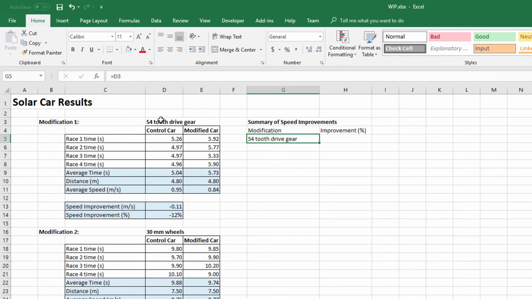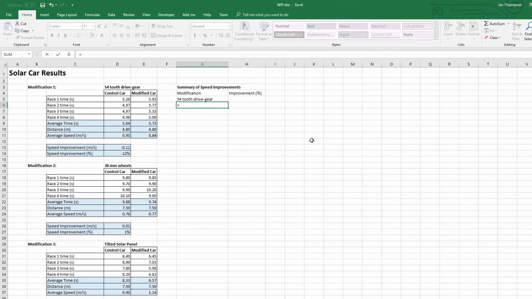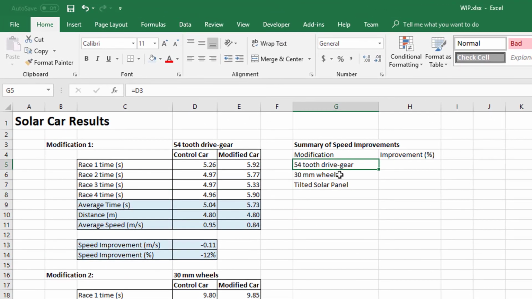So if I actually came over here and if I change something, so if I maybe put a, I don't know, let's put a hyphen in there. Oh, see how that hyphen now appeared there as well. So what it's saying is that cell is whatever that one is. Okay, and we'll do that again here. So we want our 30mm wheels to be there, enter, and then equals that cell there, enter. Okay, so there I've got all my modifications listed.